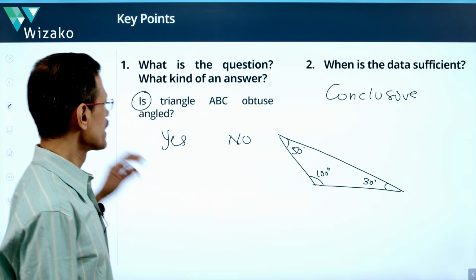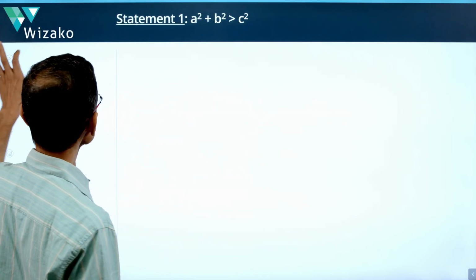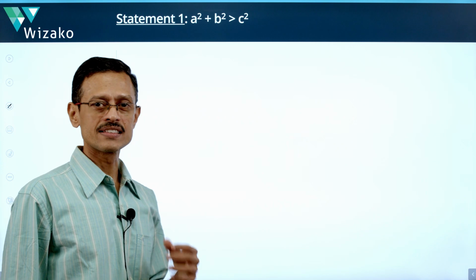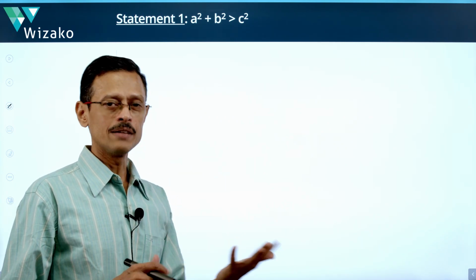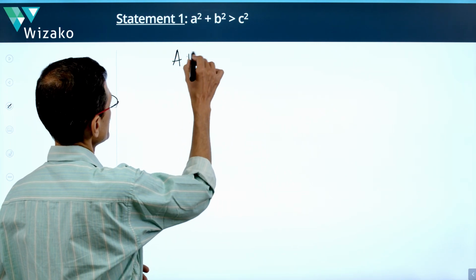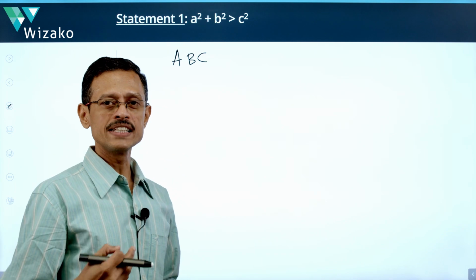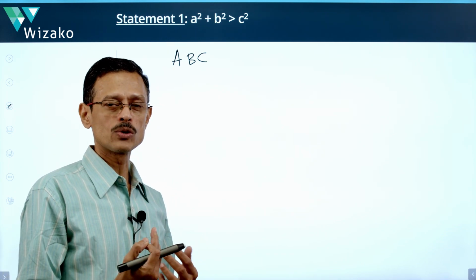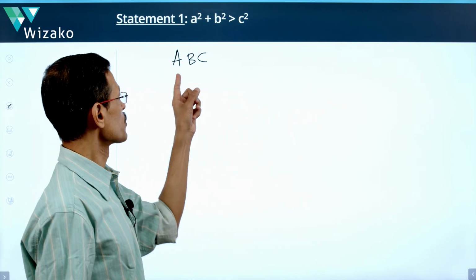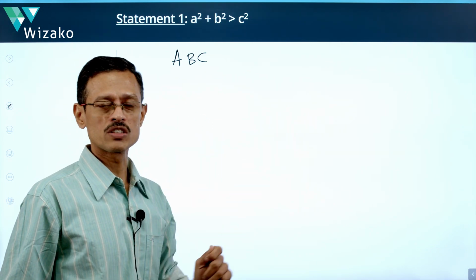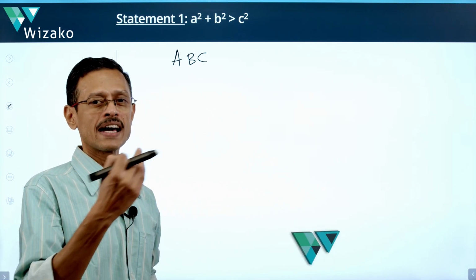Let's look at statement 1. Evaluate statement 1 alone. That's the next step in the process. Statement 1 says a square plus b square is greater than c square. What are a, b and c? If the triangle is ABC, which is what it says, where A, B and C are the vertices of the triangle, the sides opposite to each of these vertices are typically denoted by lowercase abc. So a, b, c are the measures of the side opposite to vertex A, opposite to vertex B and opposite to vertex C respectively. Now we know properties of an obtuse angle triangle from angle perspective.